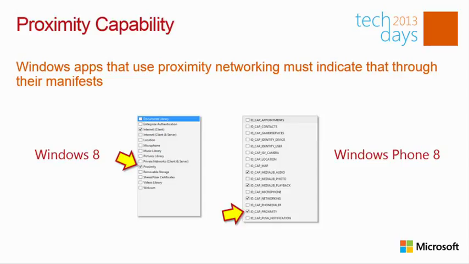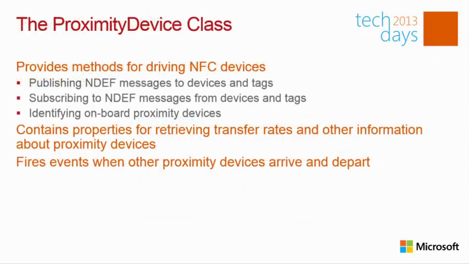When I see the exception, I know I need to go check that box in the manifest. On a Windows Phone 8 app, if you're going to use these APIs, you have to indicate that through the manifest as well. In Visual Studio, you open up that Windows Phone app's application manifest, go to its capabilities tab, and check the box labeled ID cap proximity. Once more, if you forget to do that, you will generate an exception the first time you call one of these proximity APIs, so don't forget to do it.